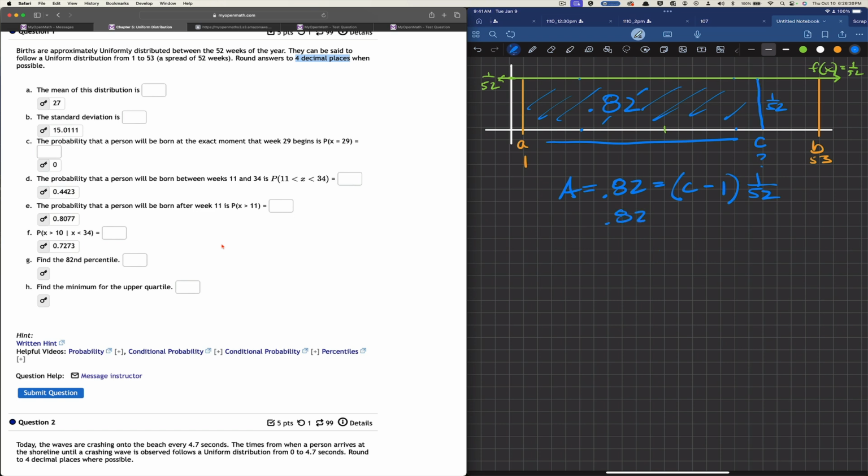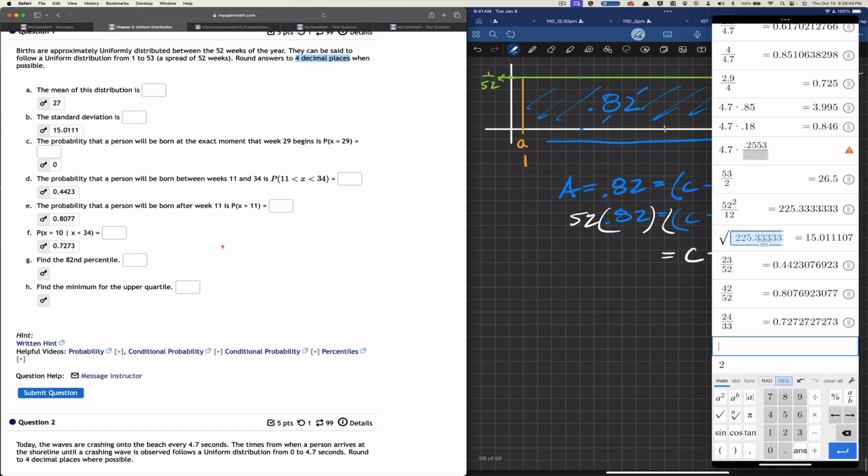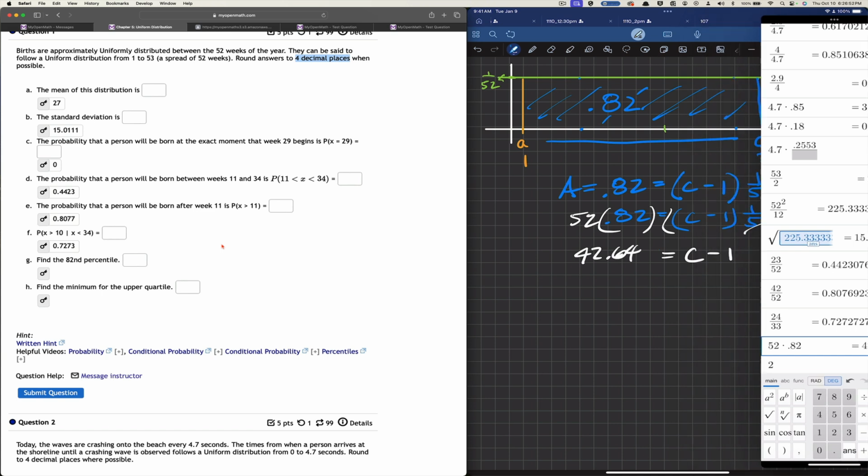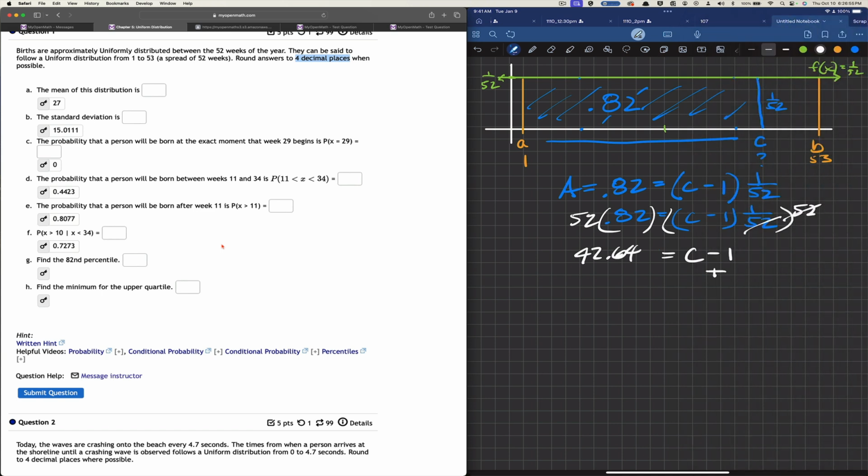And so 0.82 is equal to C minus 1 times 1 over 52. If I multiply both sides by 52, this equals 1. I'm left with C minus 1, and this is 52 times 0.82, which is 42.64. And then I'm going to add 1, and I'm going to get 43.64. So what we're talking about is 43.64.